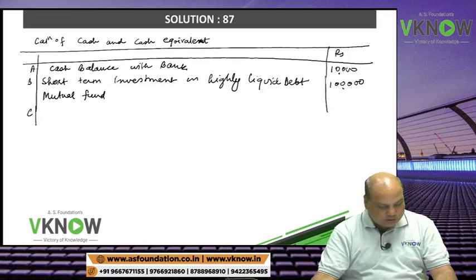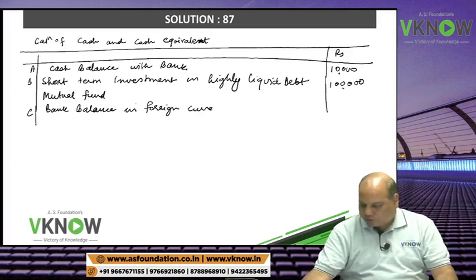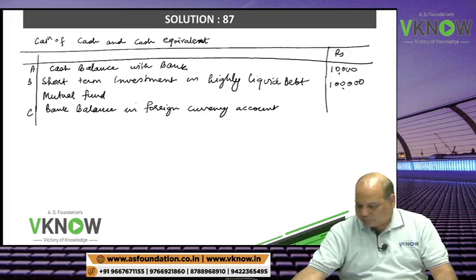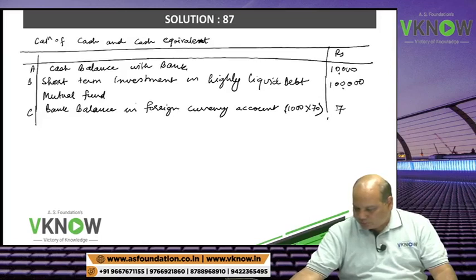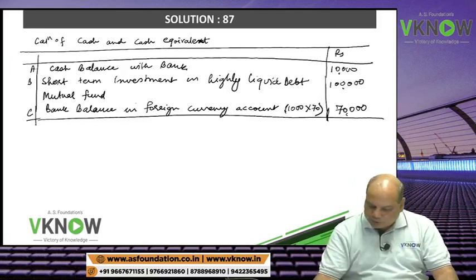And point number C is bank balance in foreign currency account. So we will convert into rupees. $1,000 into 70 is 70,000 rupees.